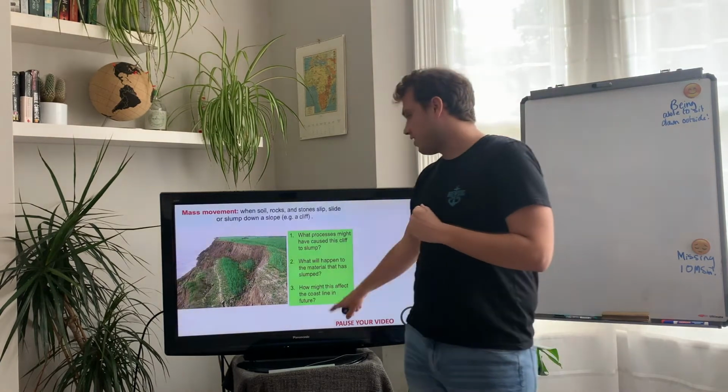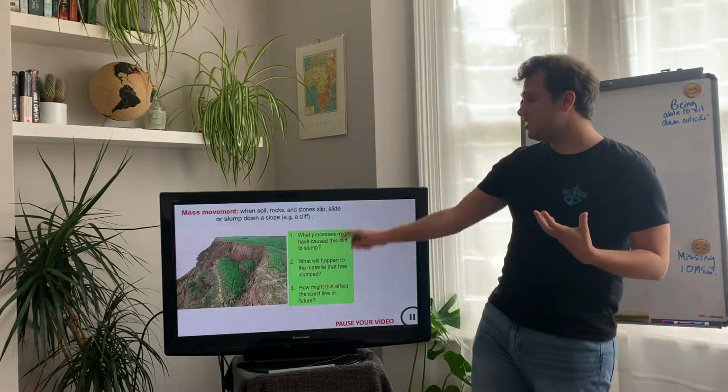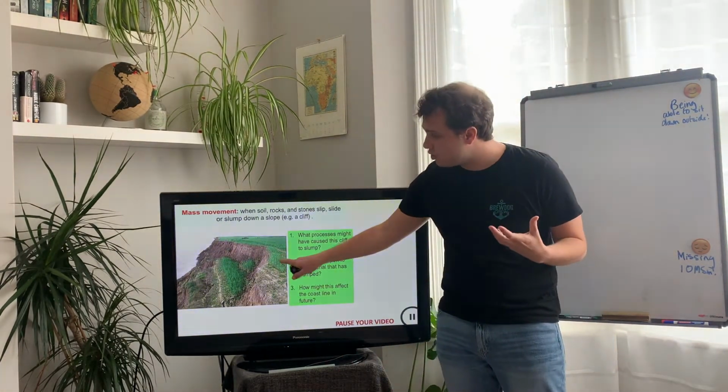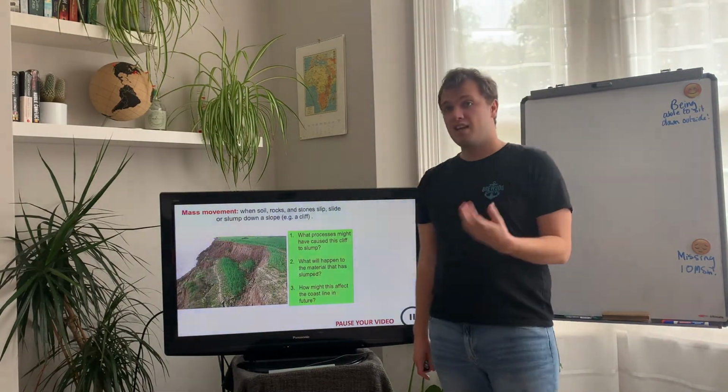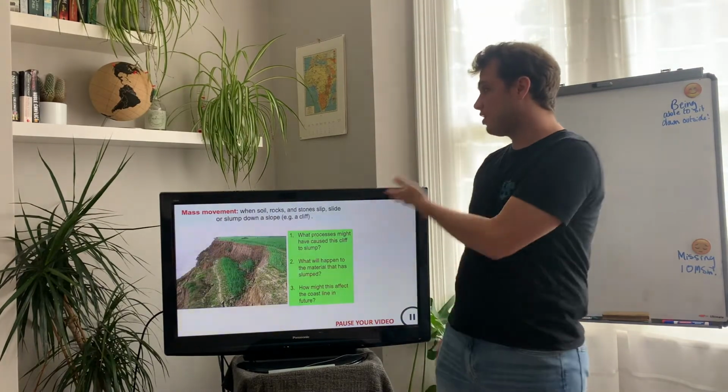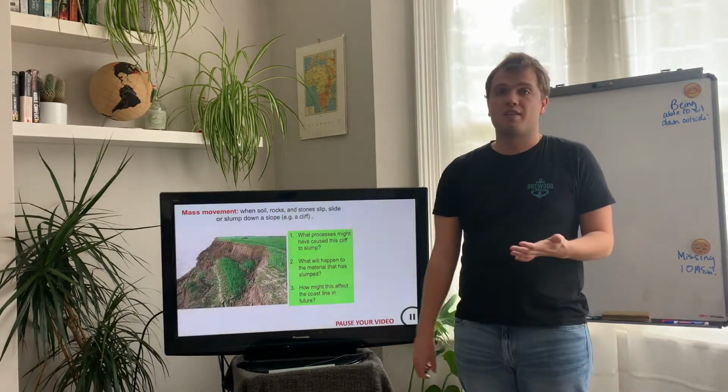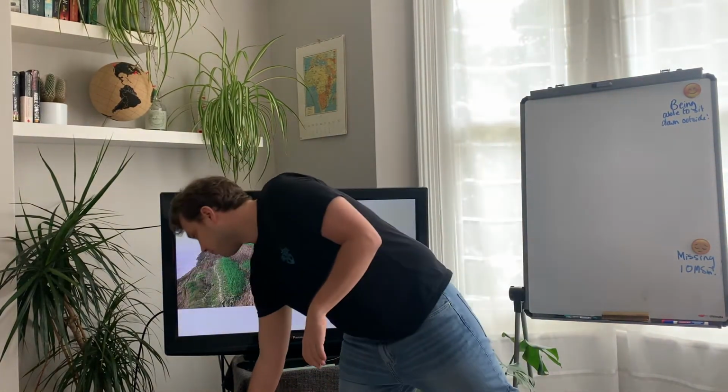And how might this affect the coastline in the future? So obviously we are losing areas of coastline here. We can see that this most likely was farmland. So farmland is being lost. So if the cliffs continue to retreat because of this mass movement, we're going to be losing valuable areas of coastline.